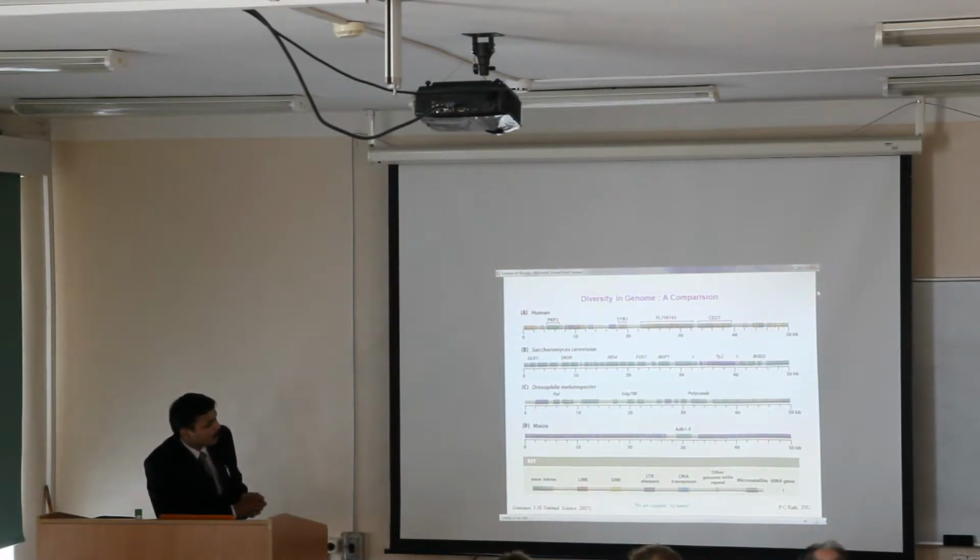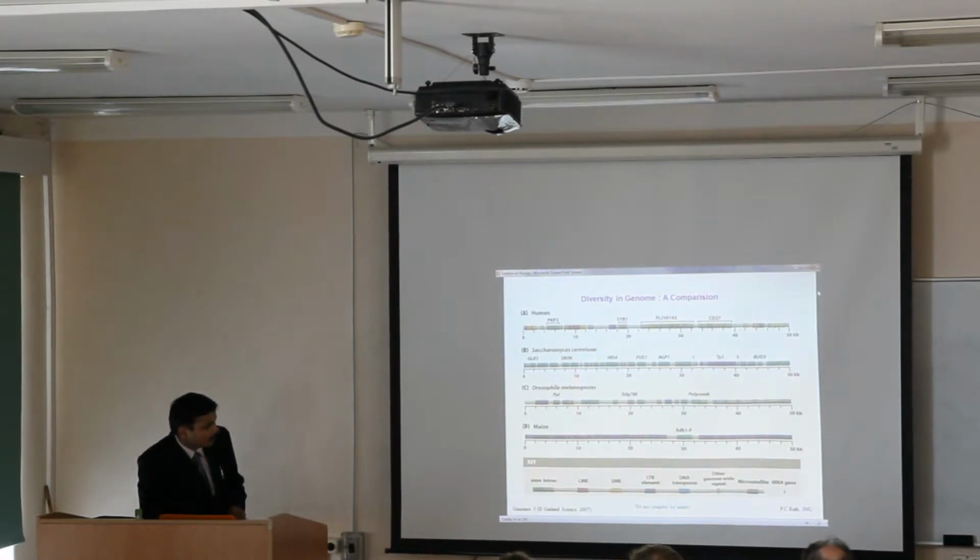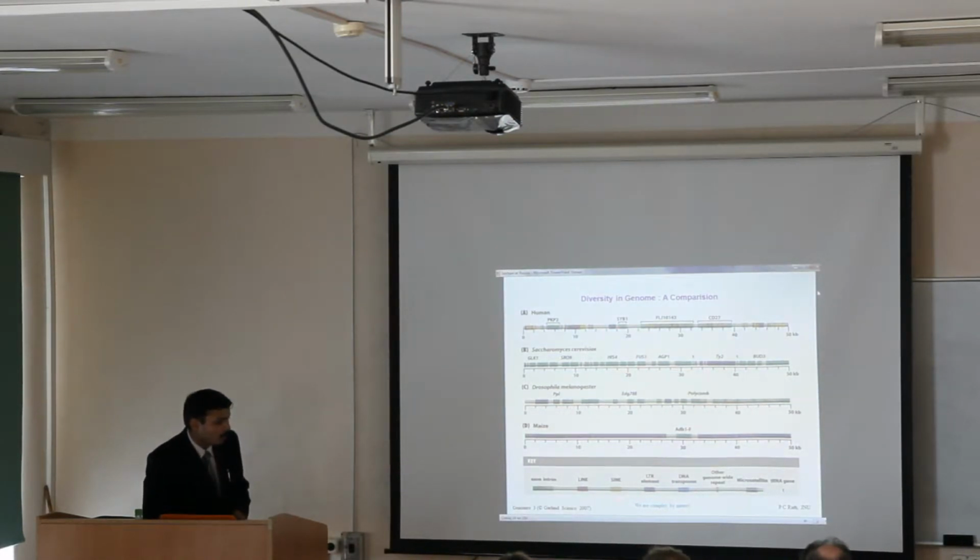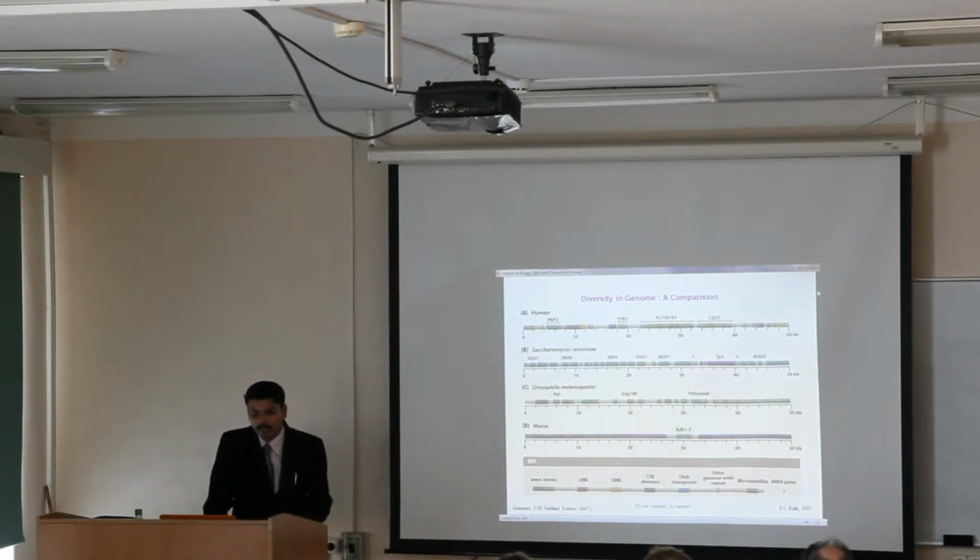Here, this is the human genome. This is the yeast, Saccharomyces cerevisiae, Drosophila melanogaster, and a plant, maize. These are the coding sequences. If we compare human with all three, we can see that in humans exists a variety of things like exon-intron boundaries, DNA transposons, the SINE and the LINE, LTR elements, and this makes us complex by nature in comparison to Drosophila and yeast.